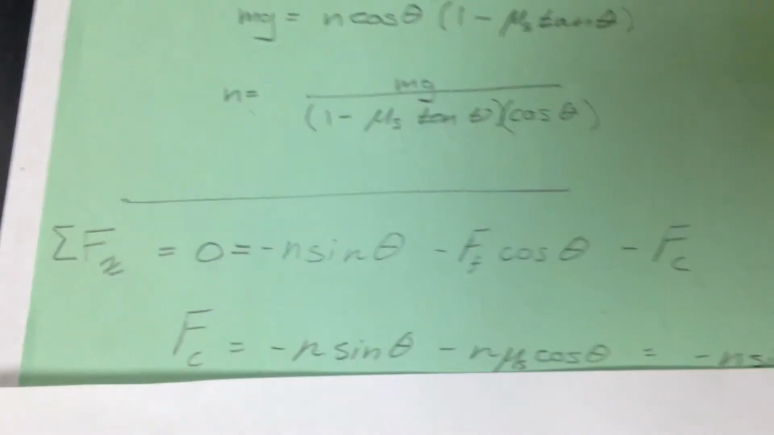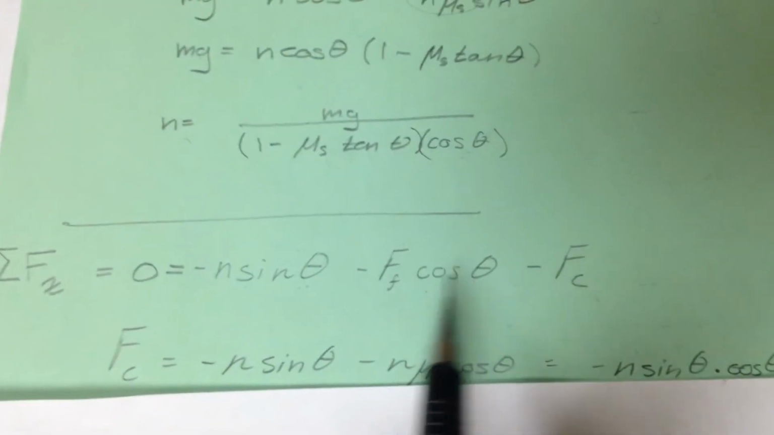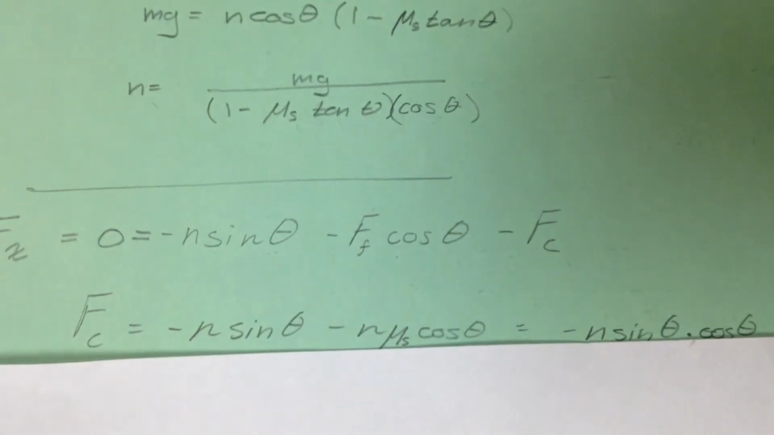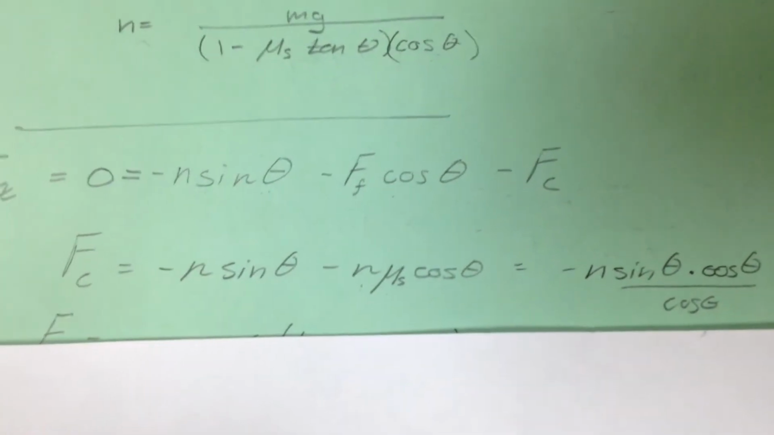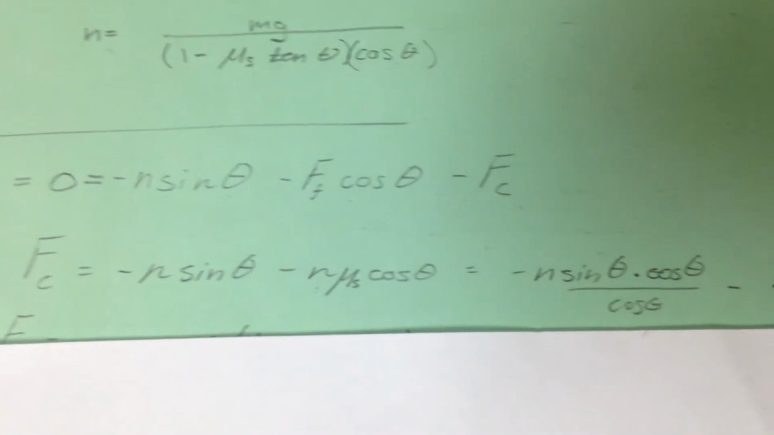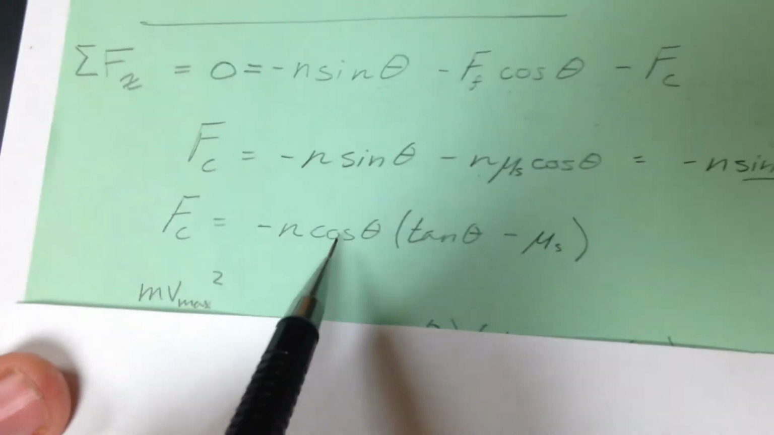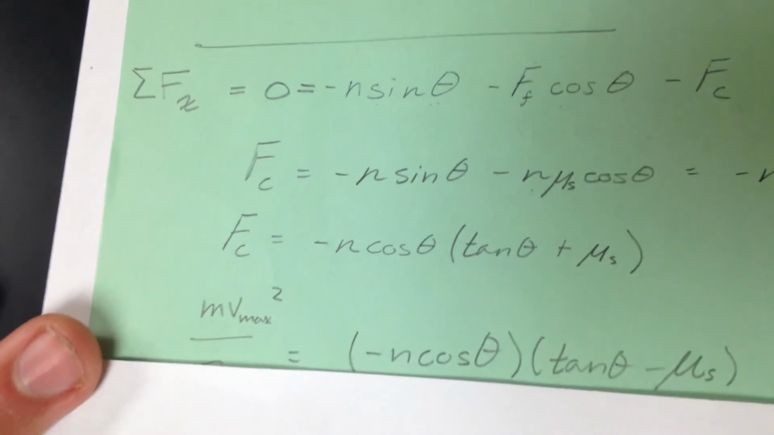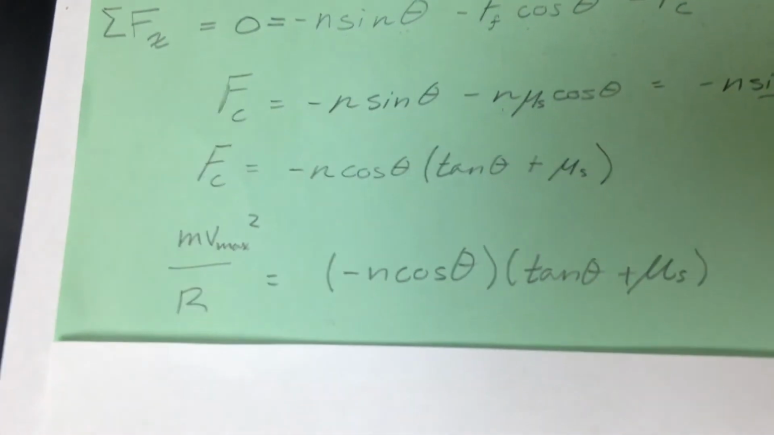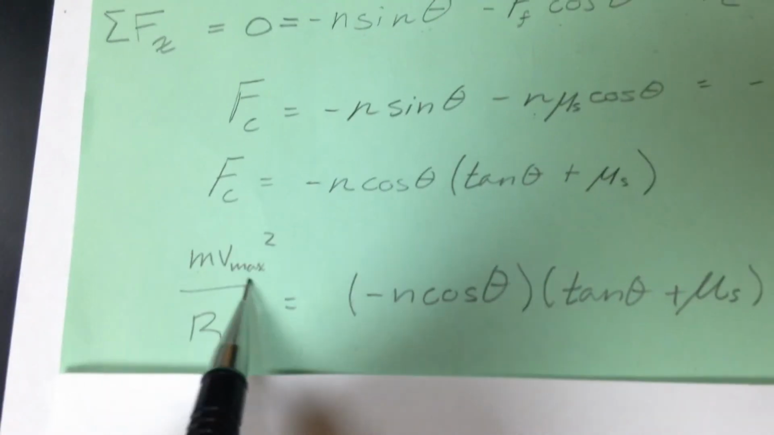Now, we need to find the forces in the x direction. It's equal to 0. Therefore, negative N sine theta minus Ff cosine theta minus the centripetal force equals 0. Fc equals negative N sine theta minus mu s N cosine theta. Again, we pull out the N and the cosine and the negative, giving us the equation Fc is equal to negative N cosine theta times tan theta plus mu s. Fc is the centripetal force, given by m v max squared over r.